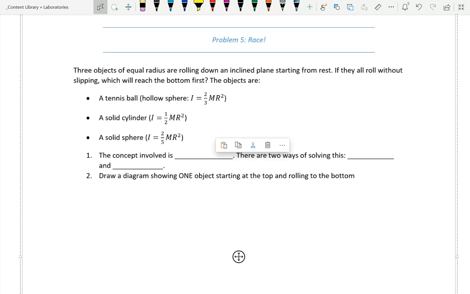What we're going to do is a race between three objects. They're just going to roll down. The question is, which one will reach the bottom first? Tennis ball, solid sphere, or solid cylinder? It doesn't depend on friction. Notice it says they roll without slipping, so friction is high enough that none of them slip. If they slipped, it would be different.